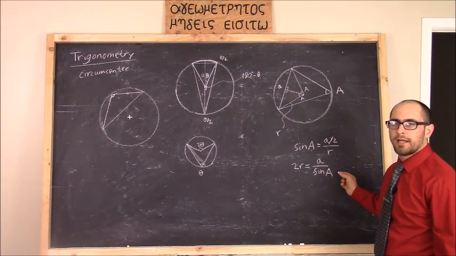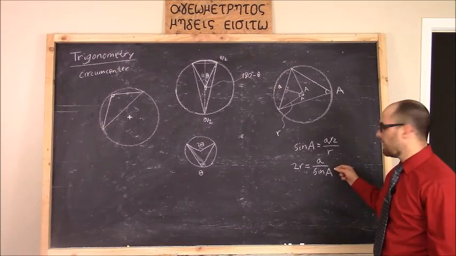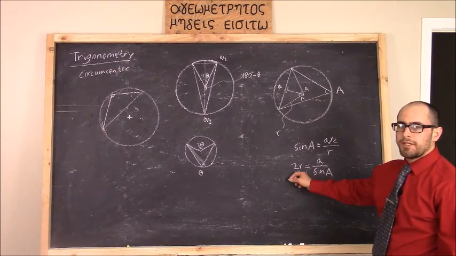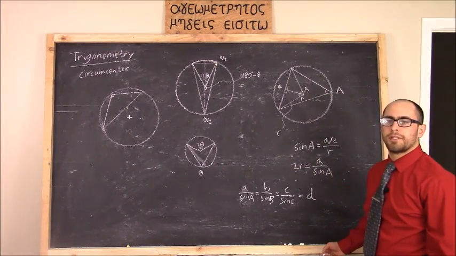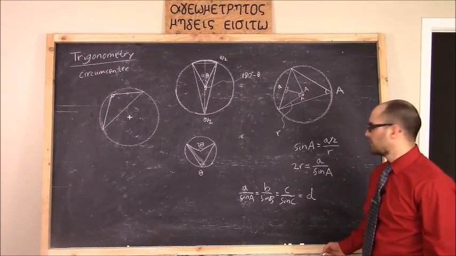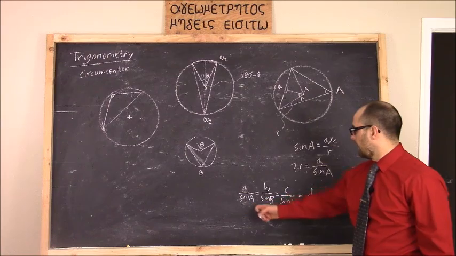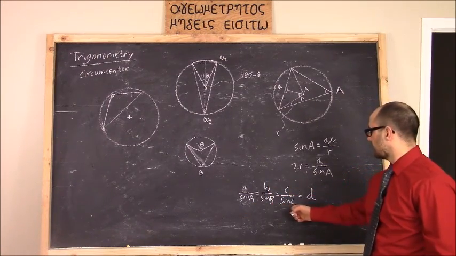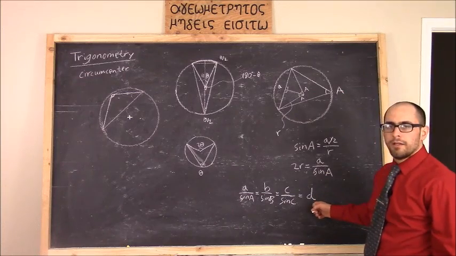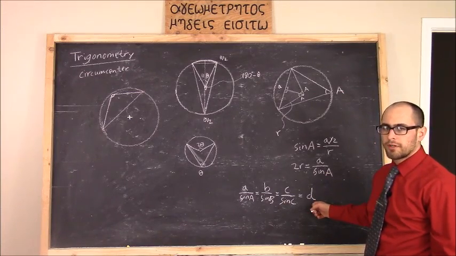By rearranging, I get 2r is equal to A over sine of A. By definition, twice the radius is the diameter of a circle. So to connect it back to the law of sines, A over sine A is equal to B over sine B equal to C over sine C, which is equal to D, the diameter of the circumcircle.